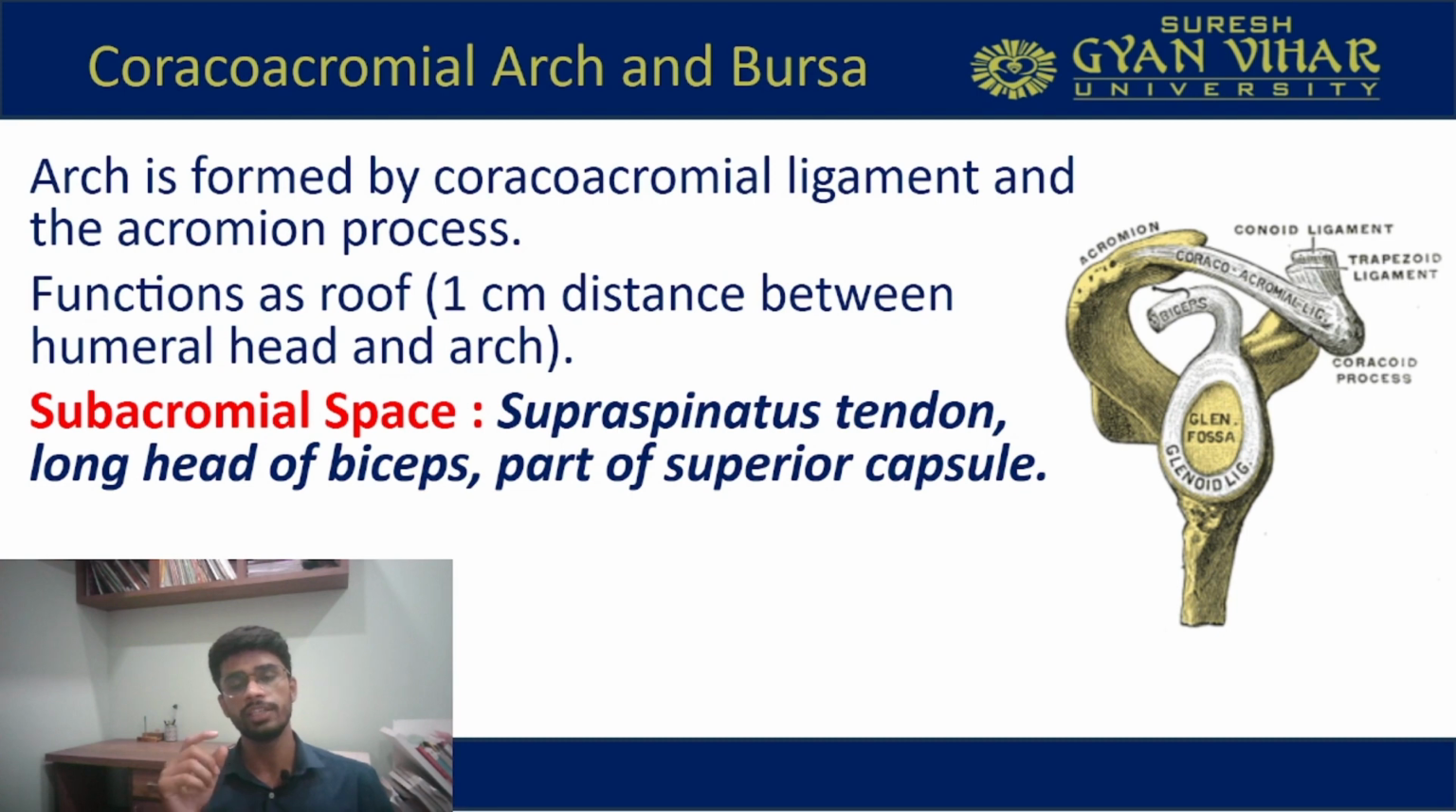And the distance between this roof and the head of humerus in a normal individual is 1 centimeter. This space is called the subacromial space. And there is the supraspinatus tendon in this. There is the long head of biceps in this.